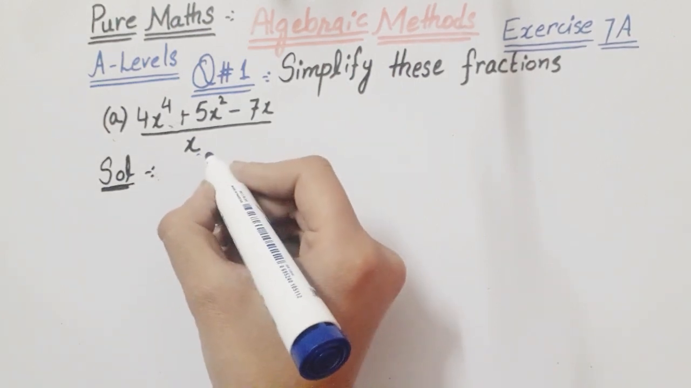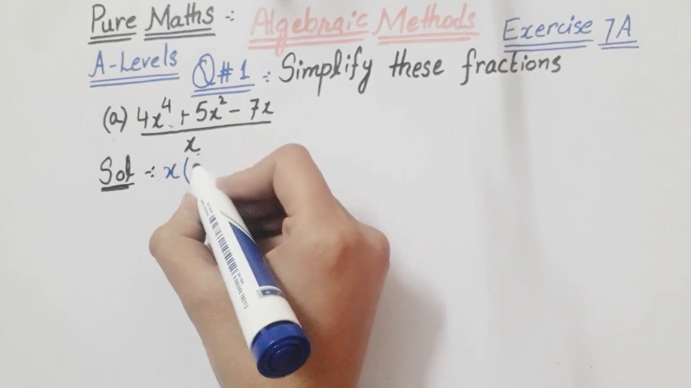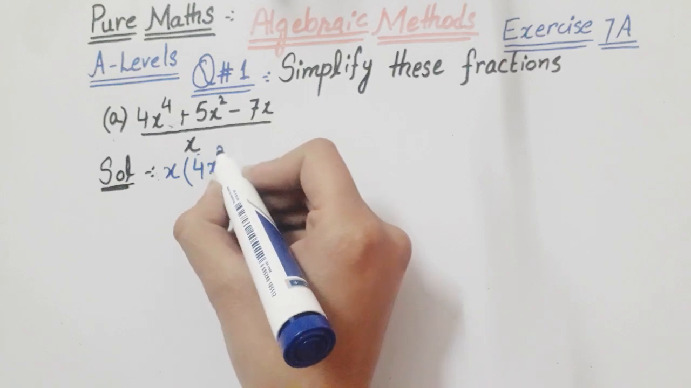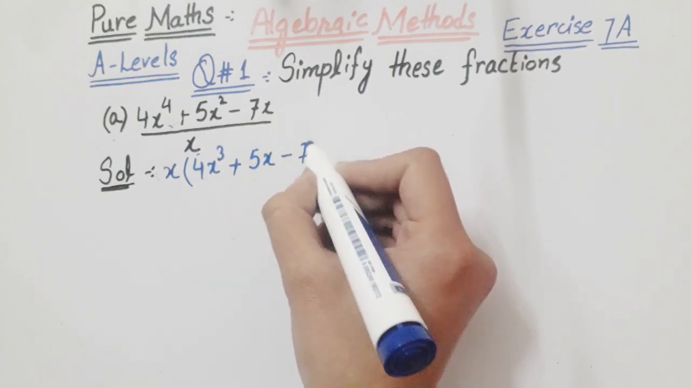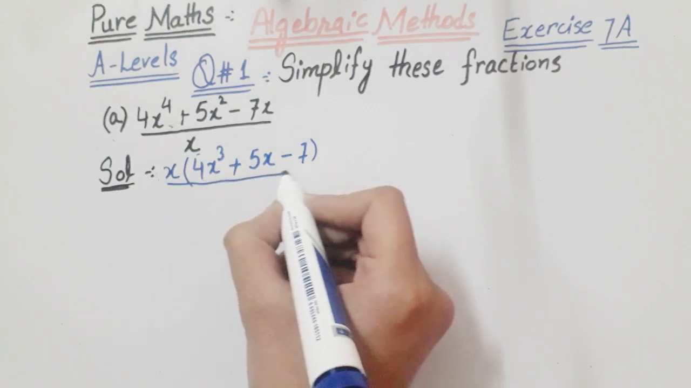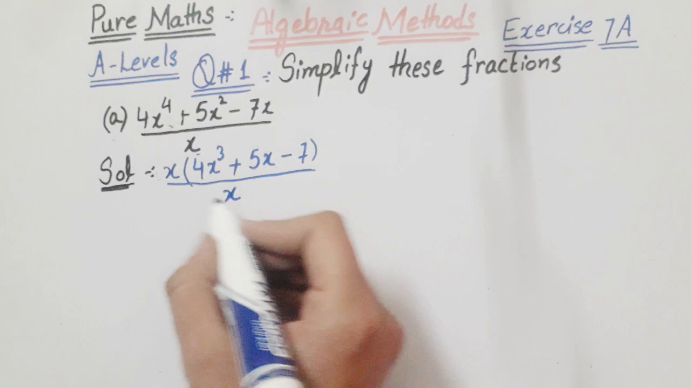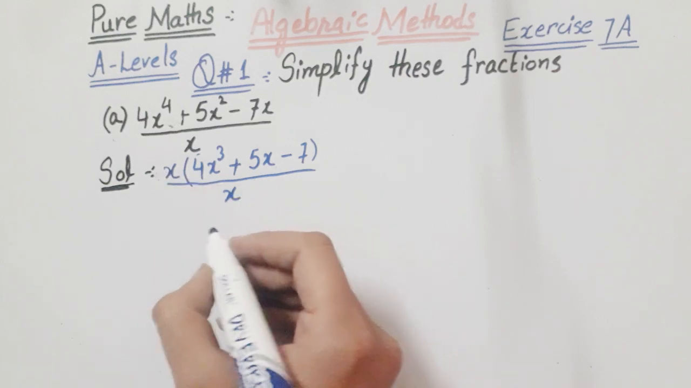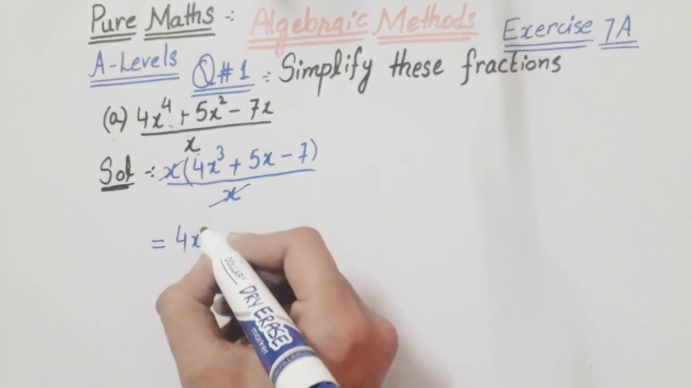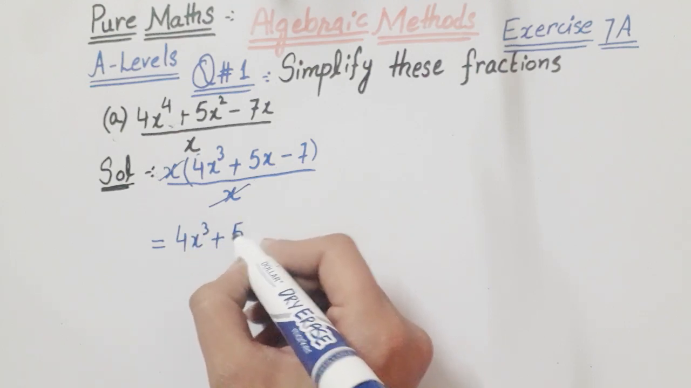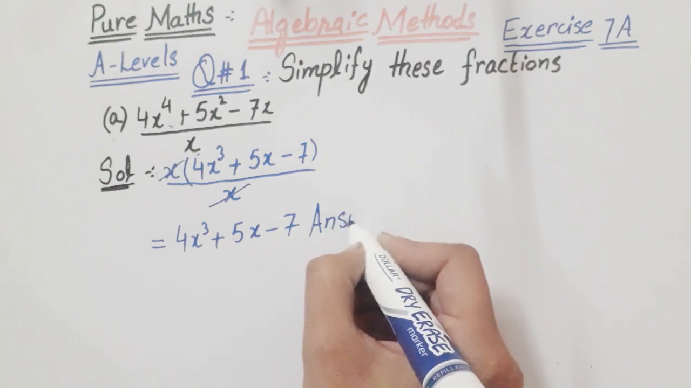First of all, we will take x as common from the numerator, which gives x(4x^3 + 5x - 7) by x. Now we will cancel x because x is common. So the remaining is 4x^3 + 5x - 7. This is the answer of this part.